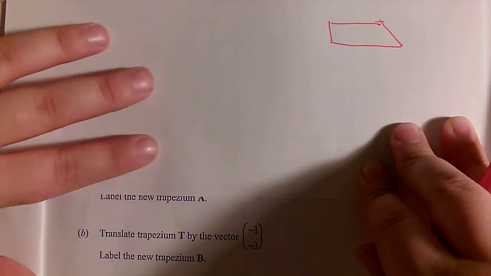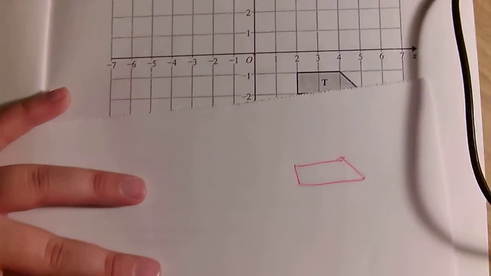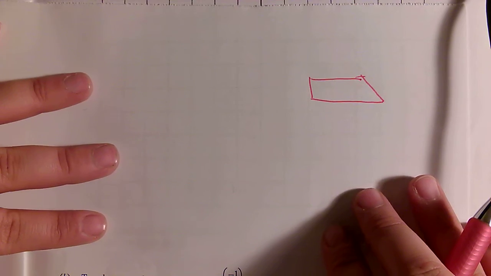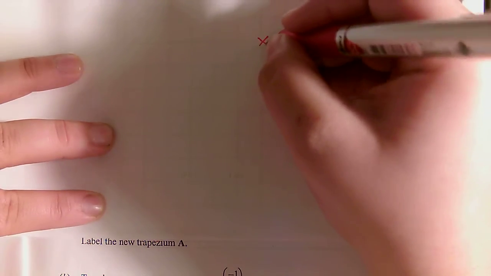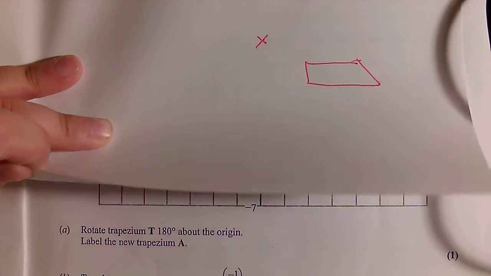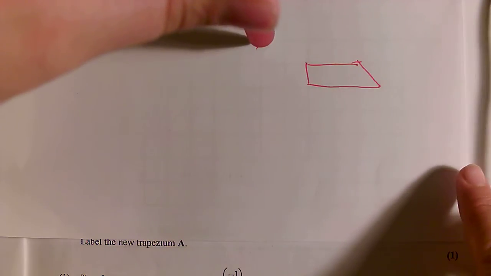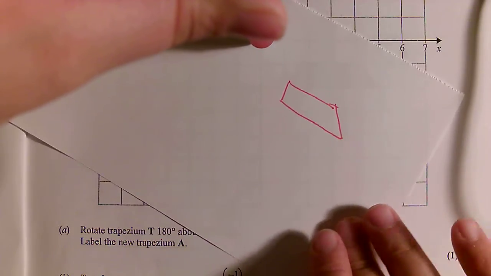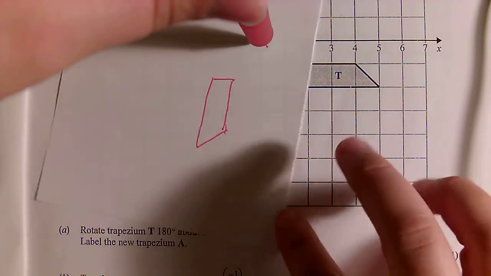And it says rotate it around the origin. Now the origin is here, this big O, right in the middle. So if I put that back to where it was, which is here, and I put a big cross on the origin, it's asking me to rotate it 180 degrees. So if I stick the pen on the origin there, and I rotate it, it doesn't want to rotate very well. There's 90 degrees.